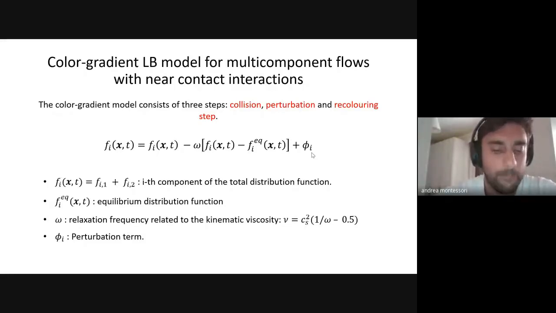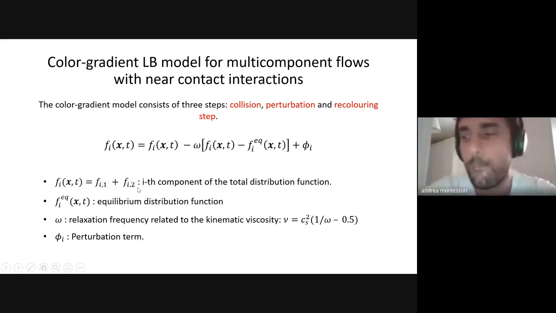The perturbation term is the add-on which allows the build-up of a surface tension within our multi-component, actually two-component, system. Just as a note, in this equation, f_i is the i-th component of the total distribution function, which can be split in two because I have two components in my system, which code, for example, for oil and water or for whatever binary liquid system.